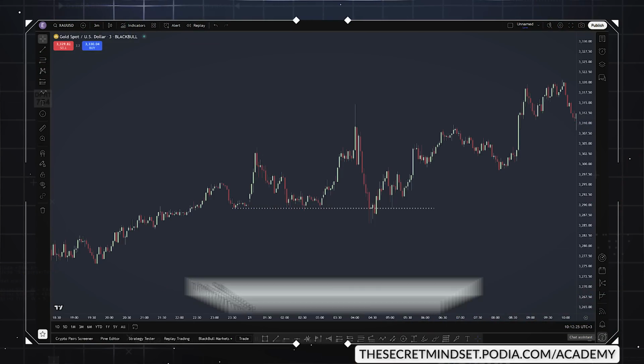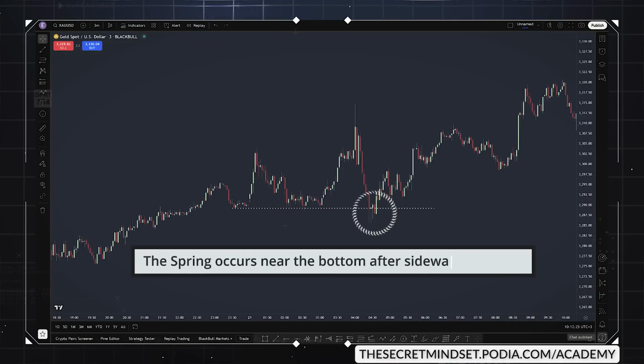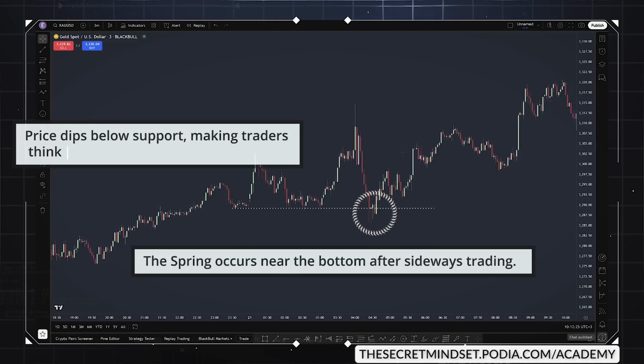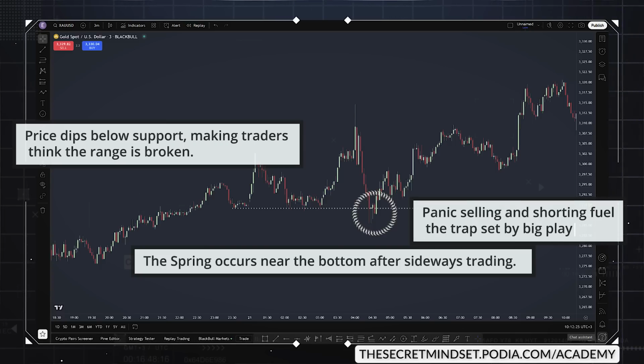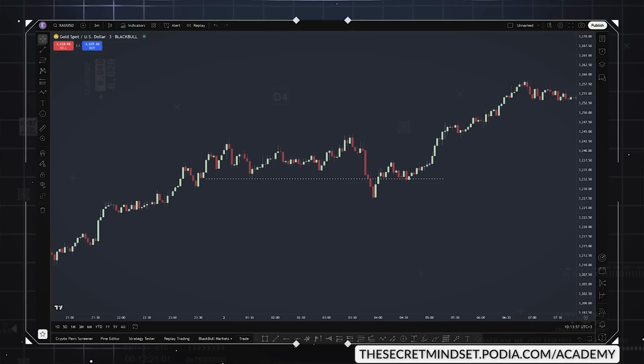The spring happens after a time of sideways trading near the bottom of that range. Price slowly drops right through the support line, just enough to make everyone think the range is broken. Traders panic. Some who bought at the bottom sell fast to cut their losses. Others go short, betting the market will keep falling. This is what big players want. They set the trap.